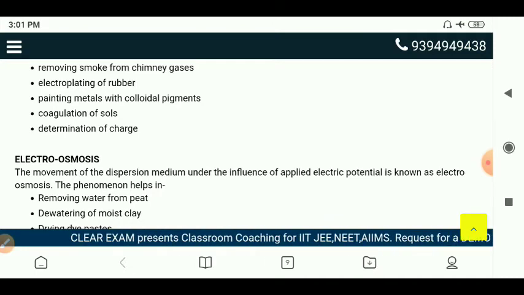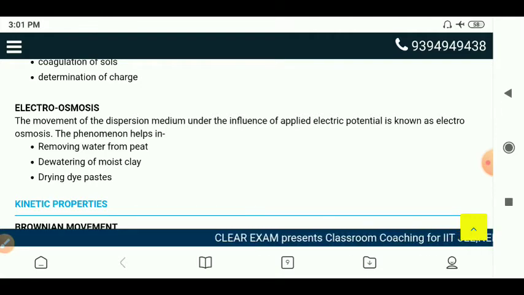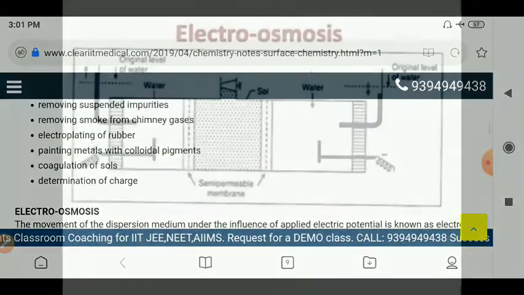And the sol particles move, that is electrophoresis, P ஞாபகம் வச்சுங்க, P particles. So that is called as electrophoresis. இங்க dispersed medium எனக்கு வந்து move ஆச்சுன்னா, that is called as electroosmosis. இது எதுக்கு நாம யூஸ் பண்ண போறோம், the removing of water from the peat, dewatering of the moist clay and the drying die phase. This is the importance of electroosmosis. So for the first one, removing of water from the peat, dewatering of the moist clay and drying die phase. So that's about the electroosmosis.